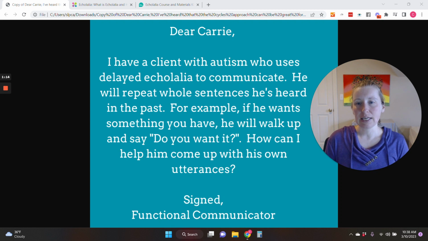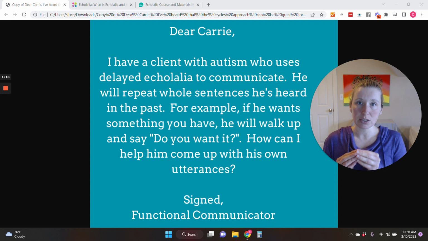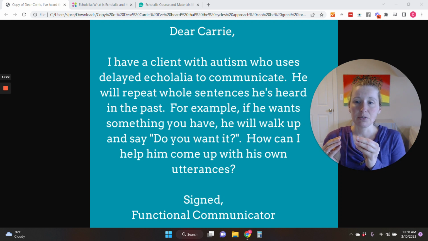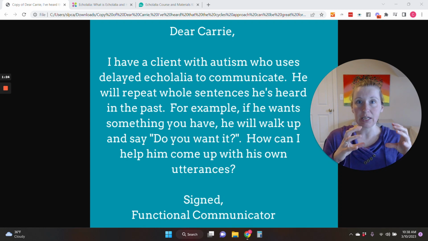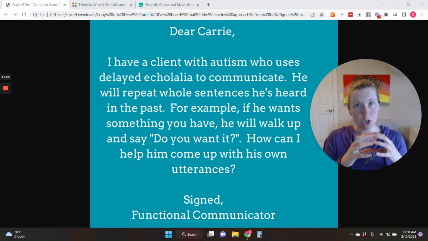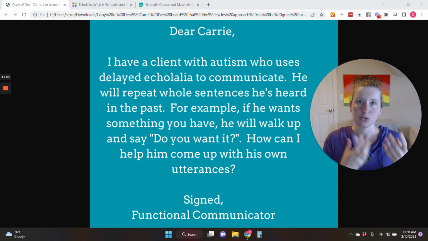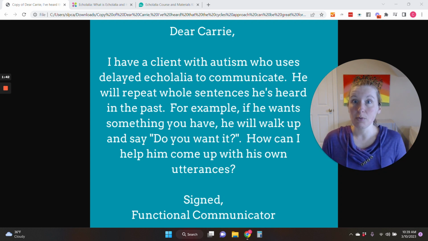But the general idea is that these children, instead of starting by learning single words, like we see in a lot of language development, learn in chunks, and we call those gestalts. So instead of learning car, they learn, "Do you want it?" So these children will repeat these sentences, the whole word for word sentence, and they will use that functionally. Sometimes they will use it non-functionally. But a lot of times it's to communicate something.